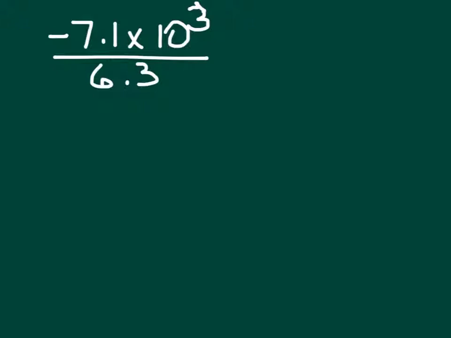Okay, this one looks a little bit different. We have negative 7.1 times 10 to the 3rd over 6.3. The one on top is in scientific notation, and the one on the bottom is not in scientific notation. So the first thing we want to do is rewrite the problem so that both of them are in scientific notation.